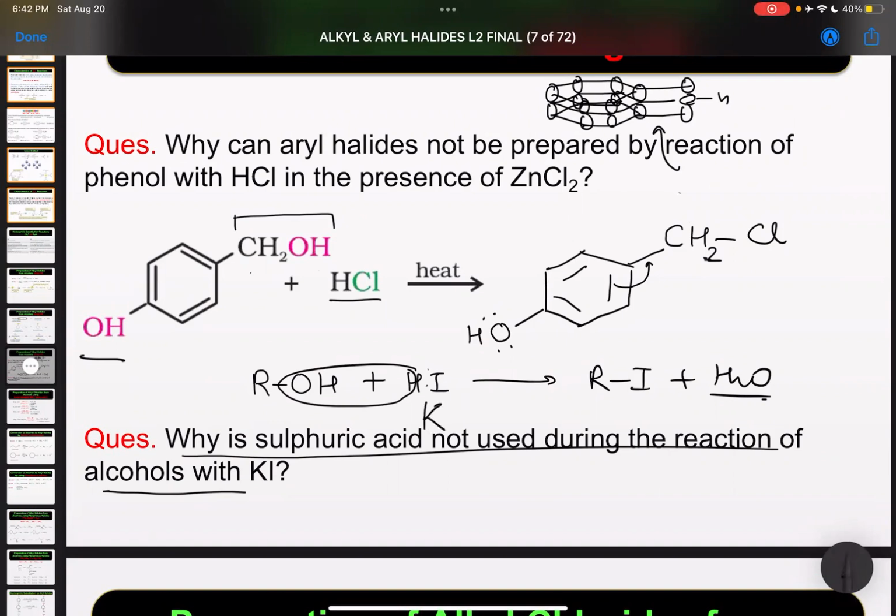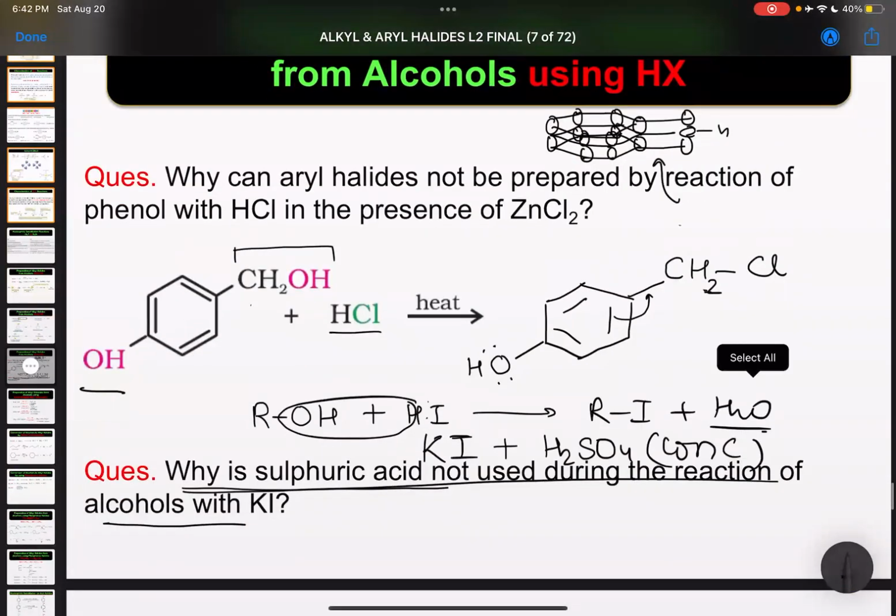Clear? Yes, sir. And you need to take some acid. Which acid will you take? This is an in-text question from NCERT, but it is very, very important. That's why I have given it here. So will you take H2SO4? It has already been asked, and H2SO4 is not taken. Why? Because it is a good oxidizing agent.